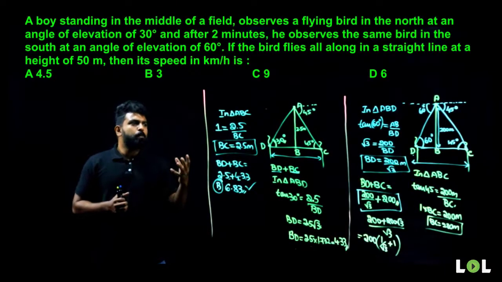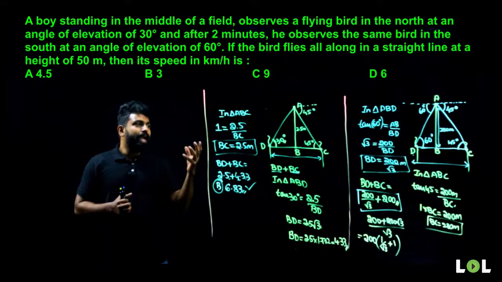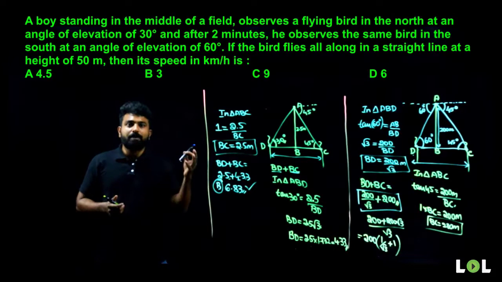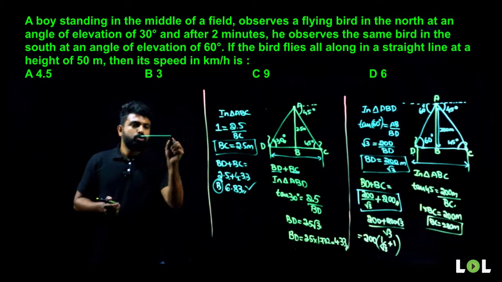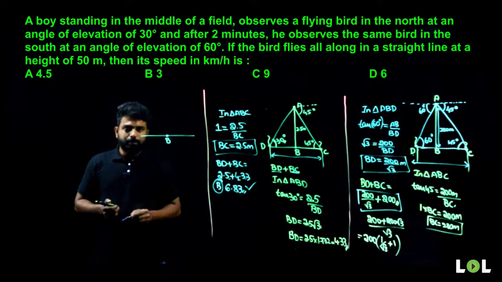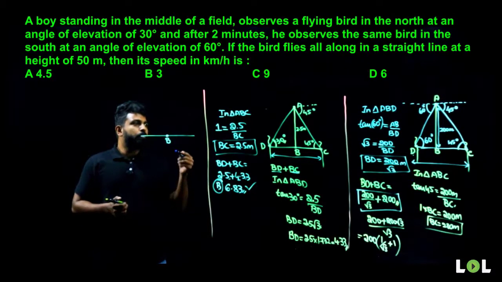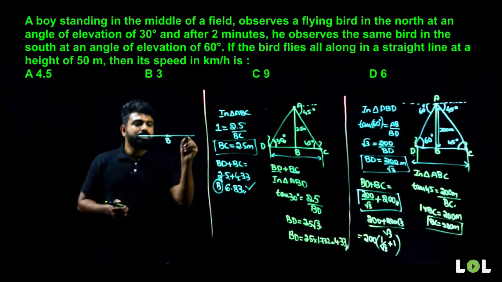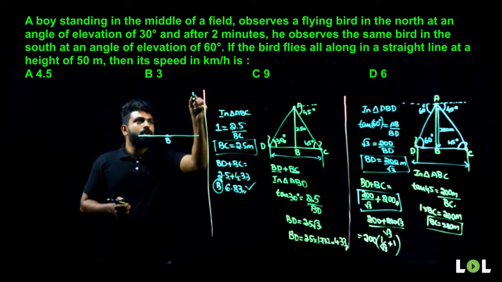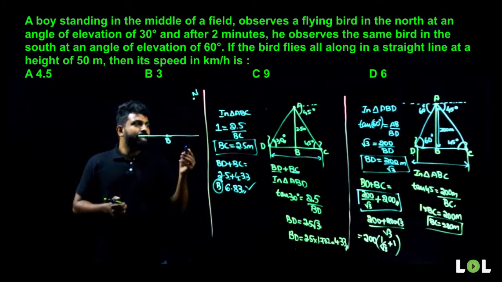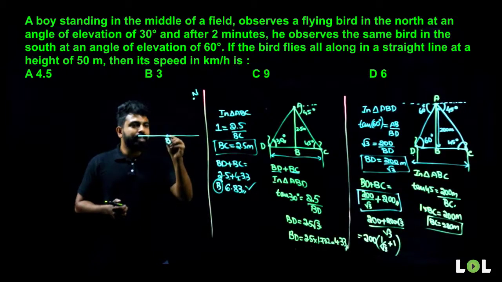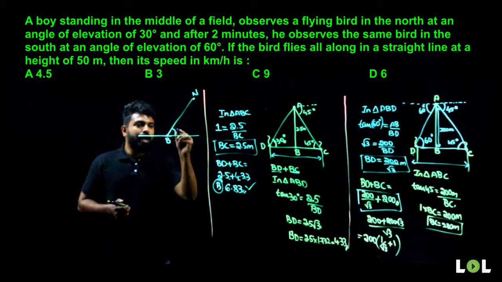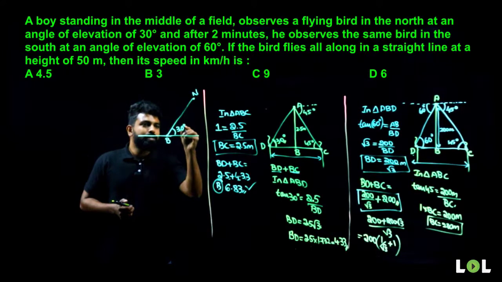What are they telling? A boy standing in the middle of a field observes a flying bird in the north at an angle of 30 degrees. First, let me quickly represent it in the form of a diagram here. So there is the middle of the field, and there is a boy standing here. I'll mark this point as B. Now they're telling that he observes a flying bird in the north. Generally birds are in the sky, so I'll consider this to be my north. He's observing at an angle of elevation of 30 degrees. So this is the angle of elevation and that will be 30 degrees.